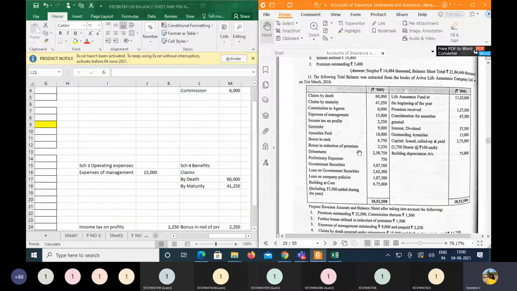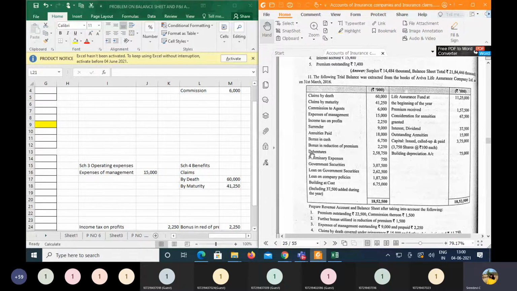But here, if you see and understand, the amount of the debentures has been given on the debit side of the trial balance, because this is the debit and this is the credit. So here the debentures form a part of the debit side of the trial balance. Debit means either it could be an asset or it could be an expense. Here the debentures cannot be considered an expense, so definitely it is an asset.